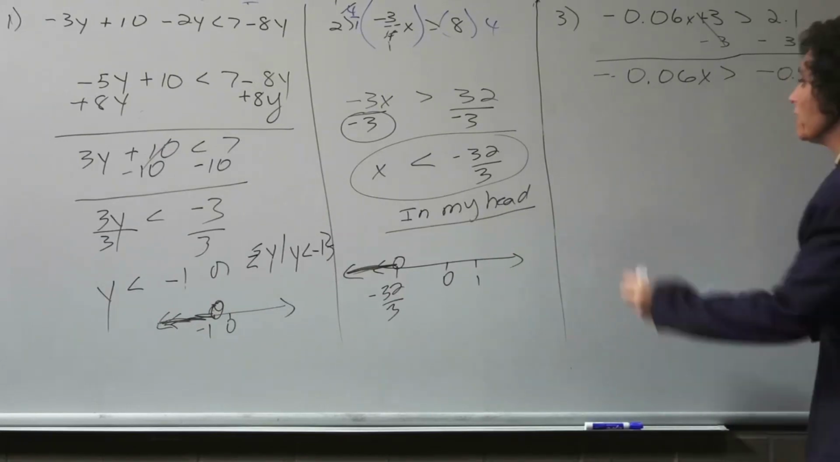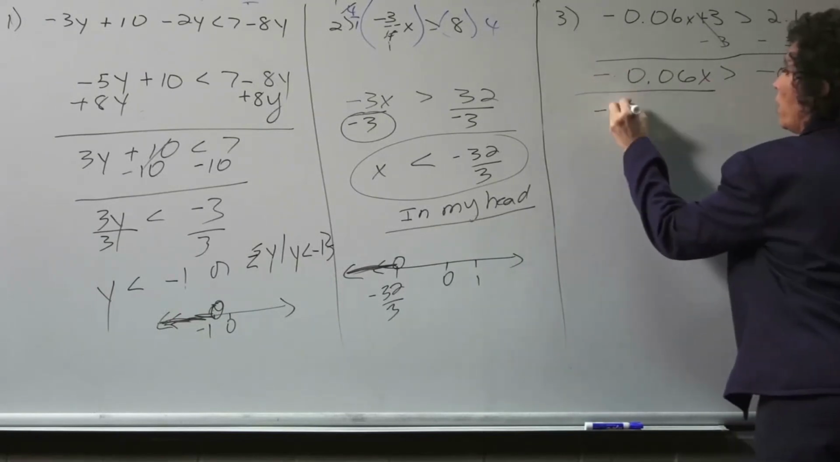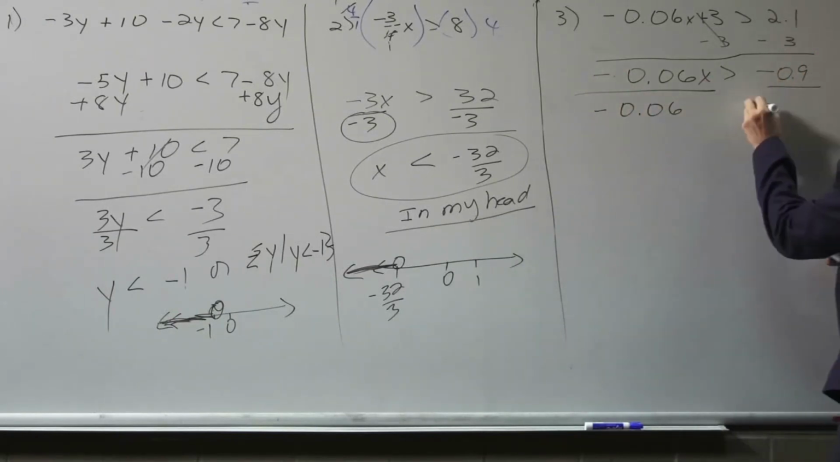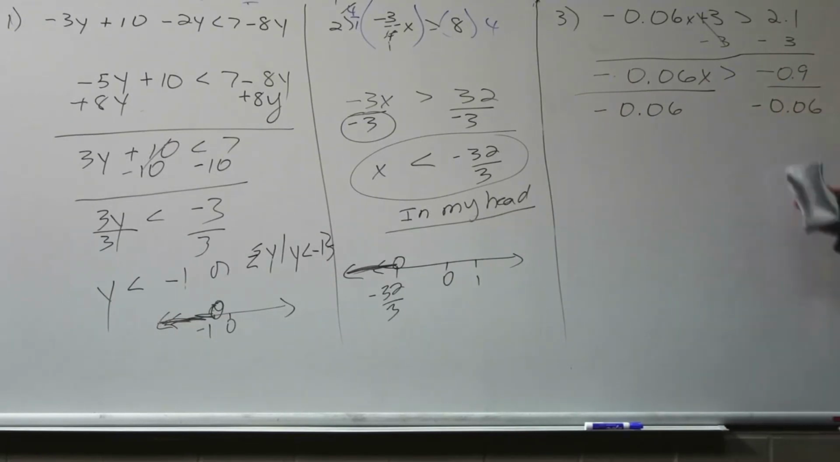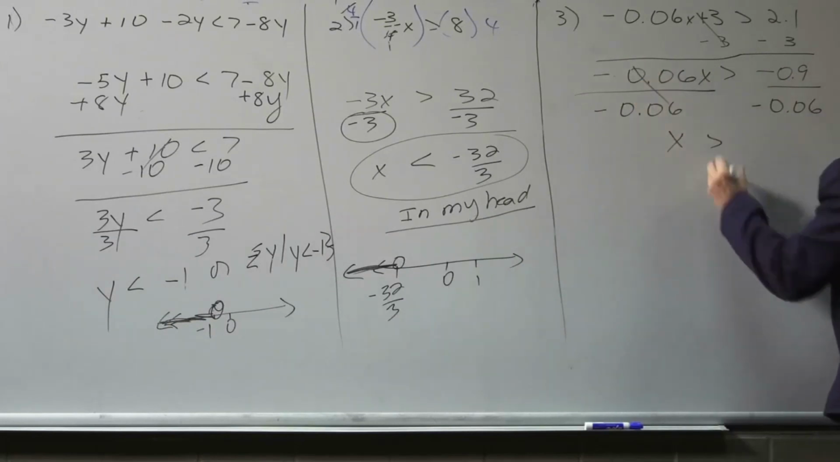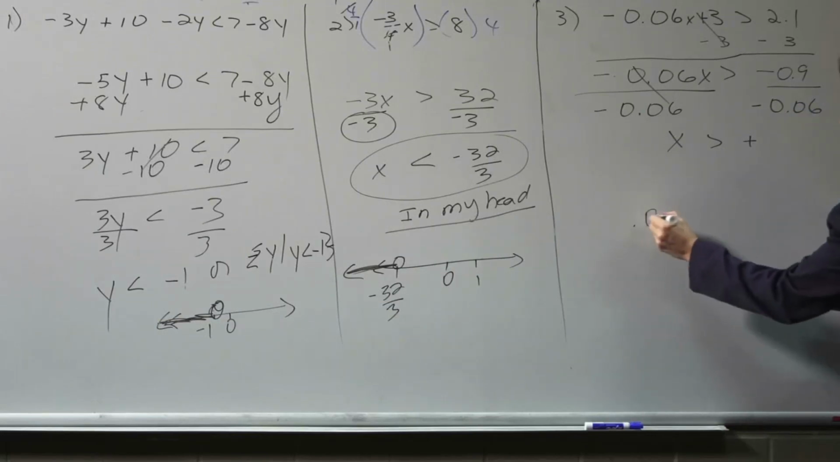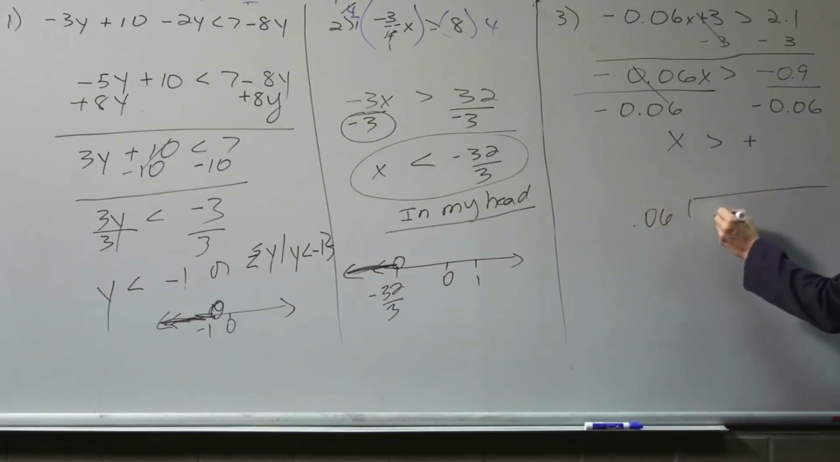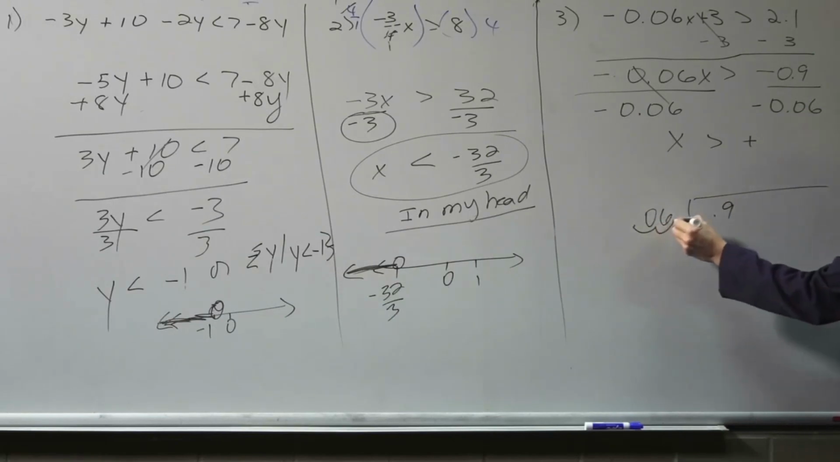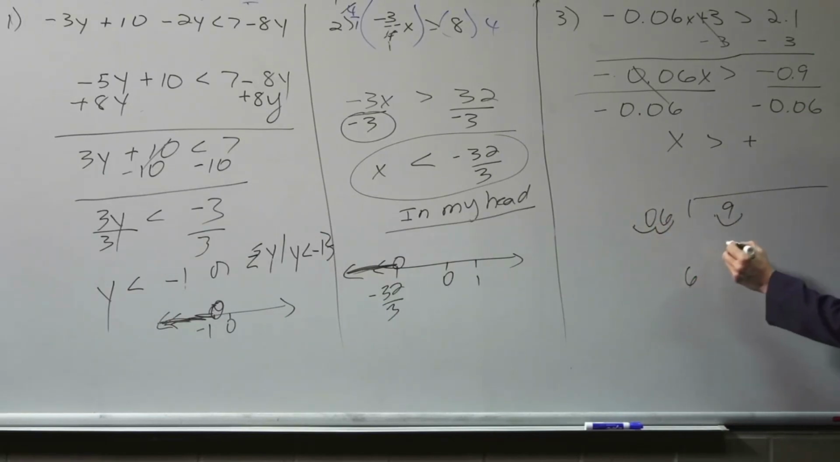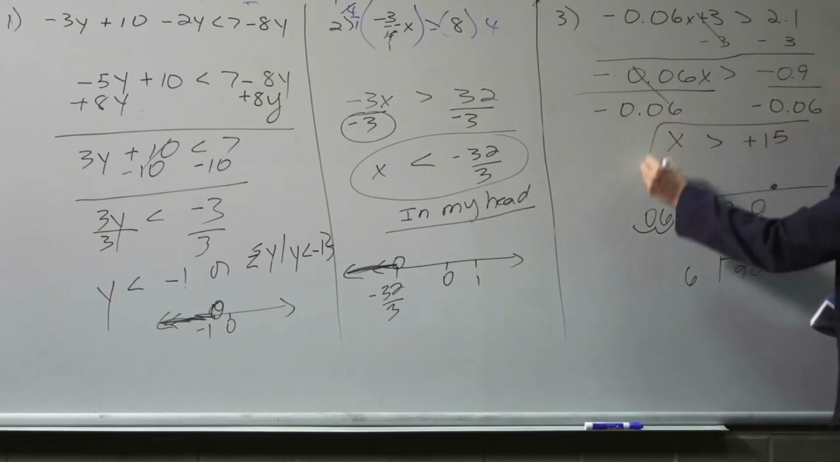Now we have to divide. We're dividing by a negative. Uh-oh. When we divide, remember we have to move the decimal. It's going to be a positive answer. I might want to remind you of that. And now we're going to go 0.06 into 0.9. We move it here twice, once for there, and then we need another place. So it's just like 6 into 90, which is 15. So x is greater than 15.